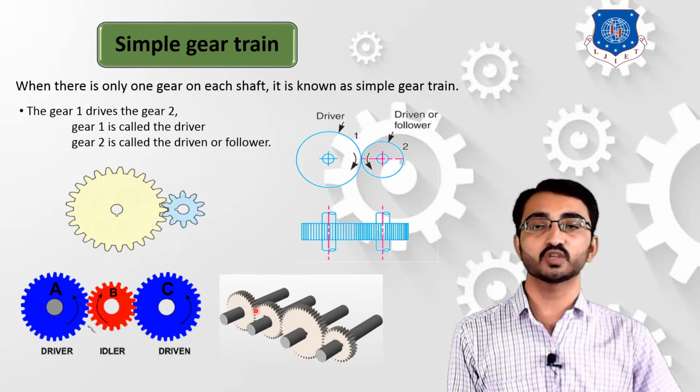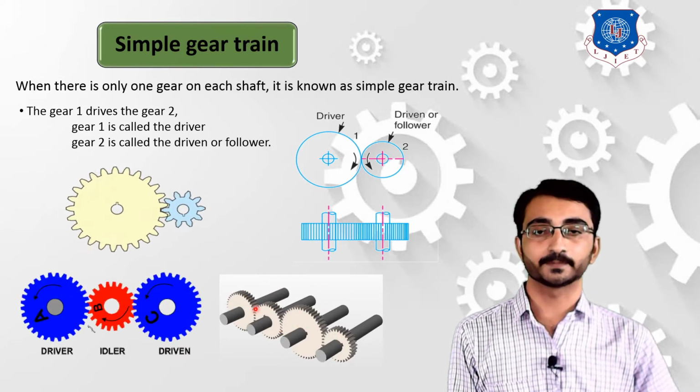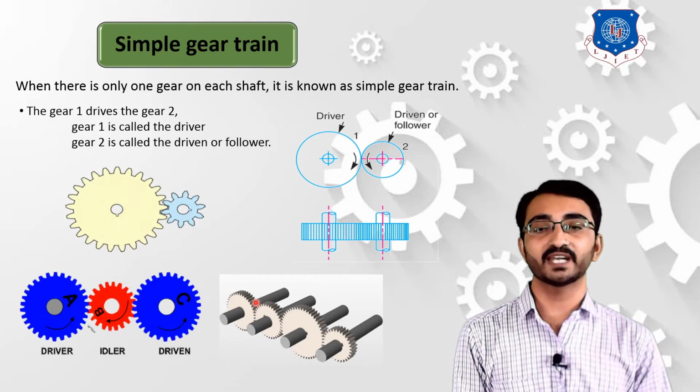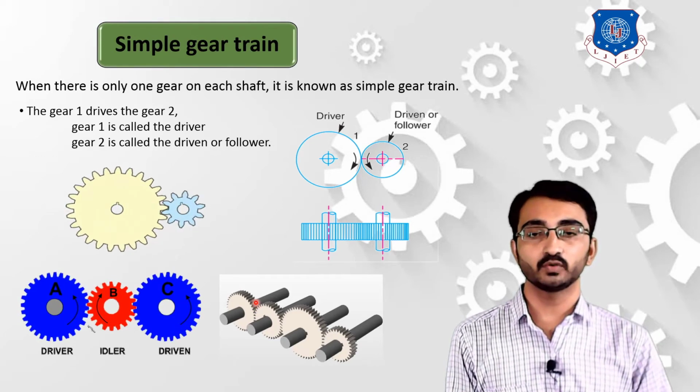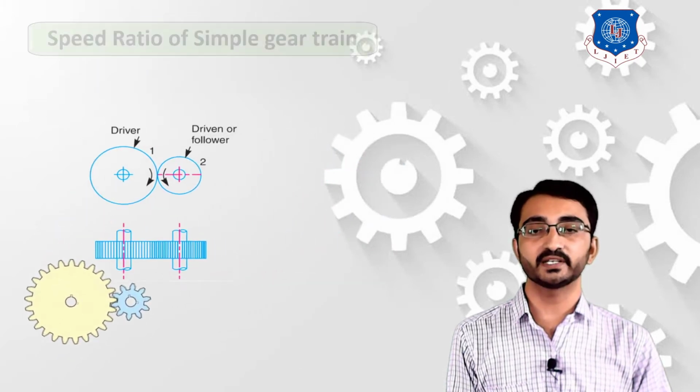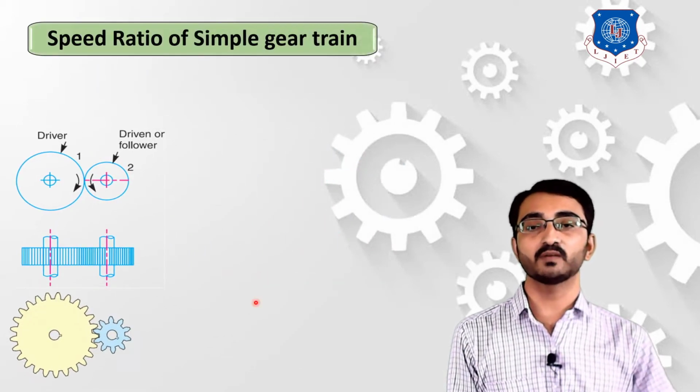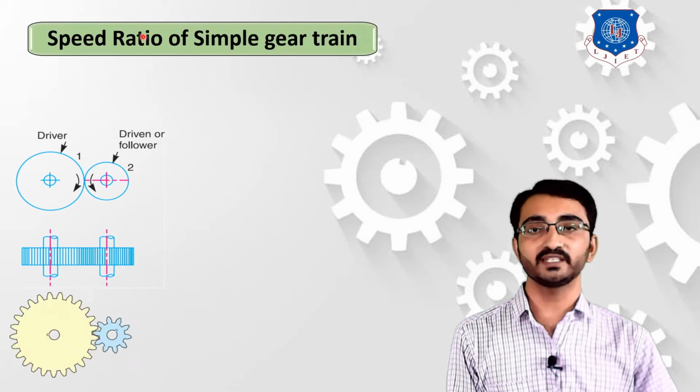Okay, so this is also an example of simple gear train. Now after learning the fundamentals regarding simple gear train, we have to derive the equation for speed ratio of gear train. So now let's first identify what speed ratio is.